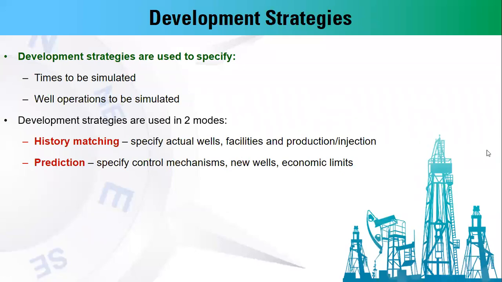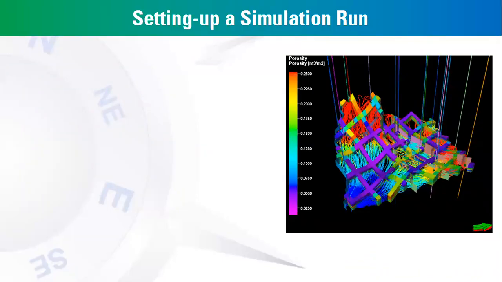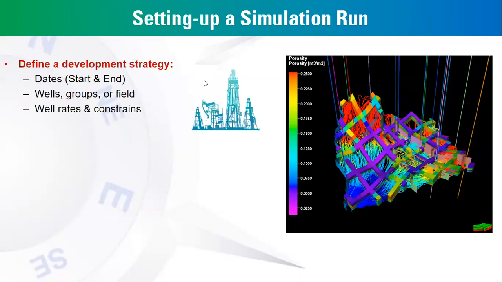Once your model is calibrated in the history matching phase, the next mode is the prediction strategy. In this case, we will define an unlimited number of depletion strategies and predict the equivalent reservoir performance. So this is the simulation run. As mentioned, this is the development strategy. We will define dates, our groups of wells, well rates or constraints.